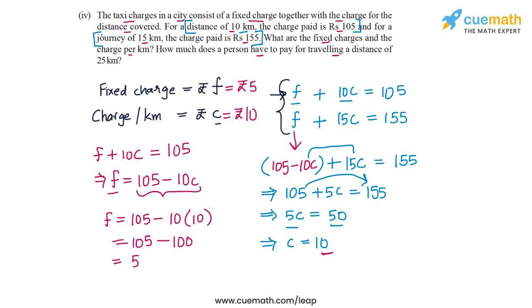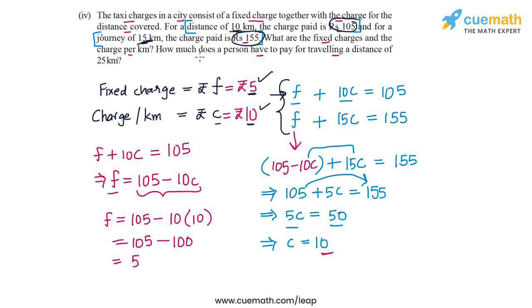So let's quickly verify whether these values are correct. So for a distance of 10 kilometers, the total cost will be 5, the fixed charge, plus 10 times 10. So that's 5 plus 100, or 105. So this aligns with the first piece of information. And then for a journey of 15 kilometers, the fixed charge will be 5 and the charge for the distance will be 15 times 10. So that's 150. So 5 plus 150 will be equal to 155. So this aligns with the second piece of information. So these two values are correct.